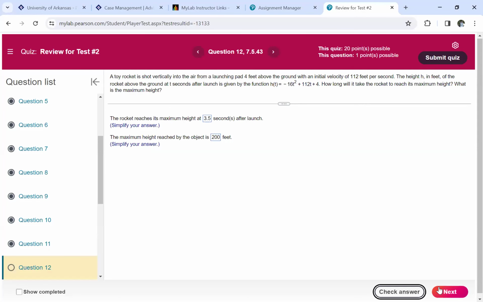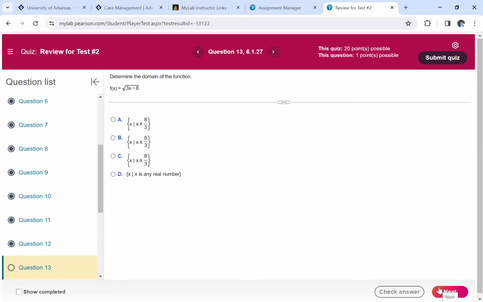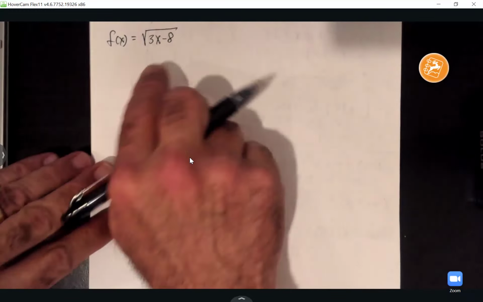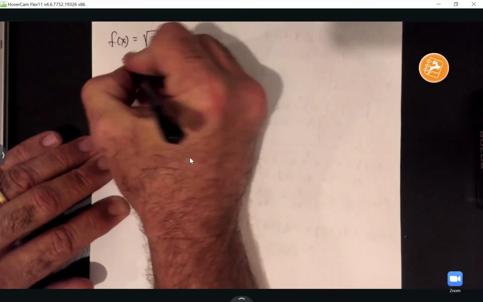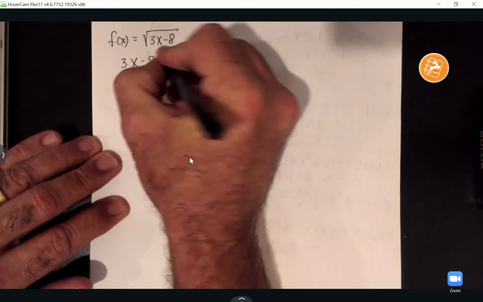All right, y'all. So we're good on that. We're going to hit next. All right, so this one wants a domain. So f of x equals square root of 3x minus 8. Now, sadly, in the homework, there was only one problem in college algebra doing this one. So remember, when you're dealing with a radical, you got to take that 3x minus 8 and set it greater than or equal to 0.